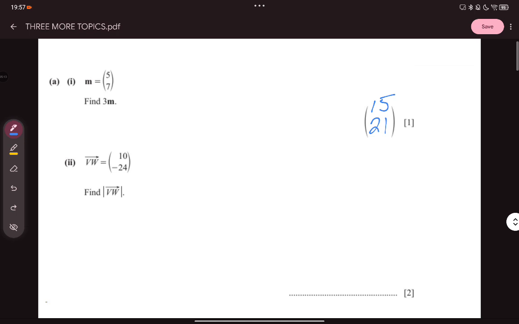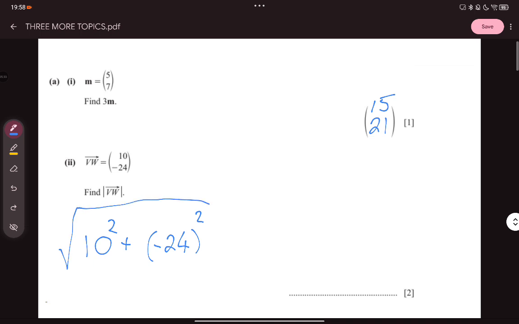Then they tell us the vector VW, there's 10, negative 24. Find, and there's those lines again, the magnitude of the vector v to w. All we have to do, take the two numbers in our vector, so 10. Now be a little bit careful here because the second number is a negative, so putting it in brackets and squaring it, add them together and square root.